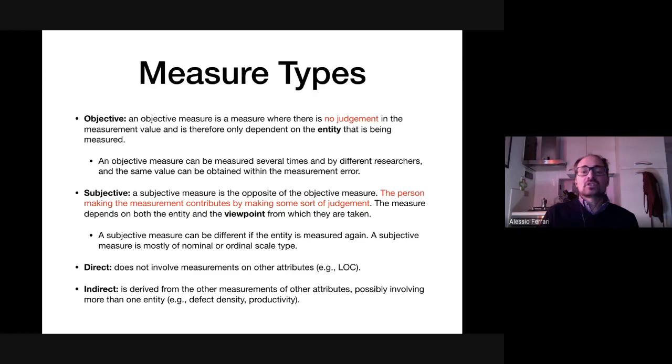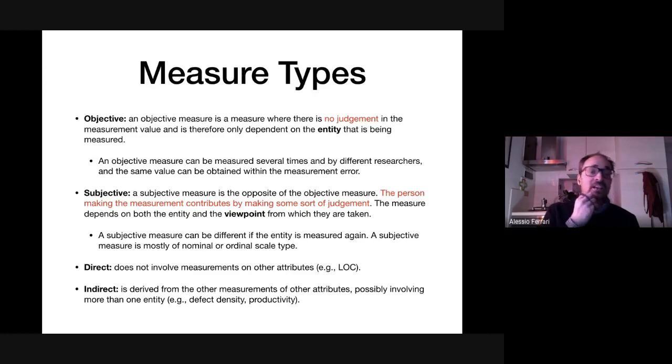Subjective measures, instead, require some subject to perform the measure. So there is a viewpoint involved, and the viewpoint affects the measure. It can be different if the entity is measured again, and normally they are of nominal or ordinal scale type, like the ones that I exemplified before. For example, very complex or not so complex. Okay.